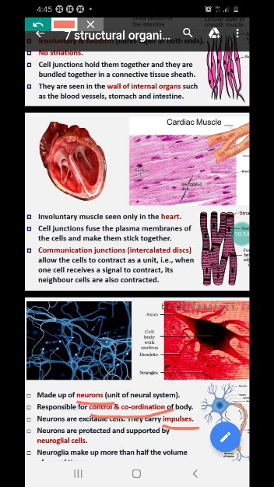So it responds to stimuli, helps to carry impulses, and is also responsible for the control and coordination of the body. Now, which are the two systems which help in the control and coordination of the body, children? It is the nervous system plus the chemical system. Which is the chemical system? The hormonal system.